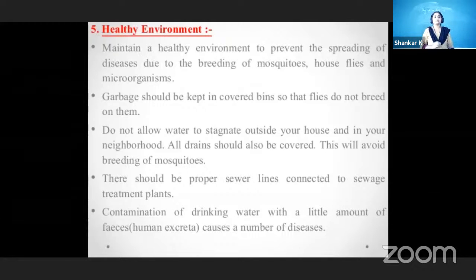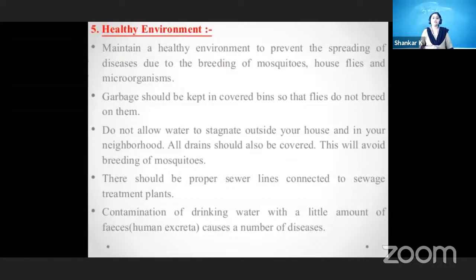Garbage should be kept in covered bins so that flies do not breed on them. We will be having a garbage bucket at home, right? So you have to have a closed one, it should not be kept open. If it is dry garbage, no problem. It should not be wet. If it is wet, if you are keeping all the garbage in that bucket, it should be very clean. Every time you have to keep that dustbin clean.